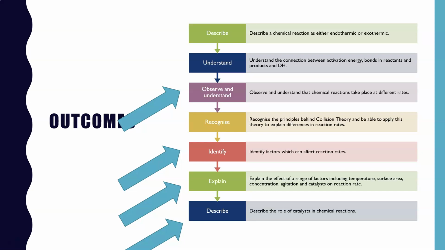We're going to explain the effect of a range of factors, including temperature, surface area, concentration, agitation, and catalysts on the rate of reaction. And we are also going to describe the role of catalysts, it's kind of in the previous one, in some chemical reactions.